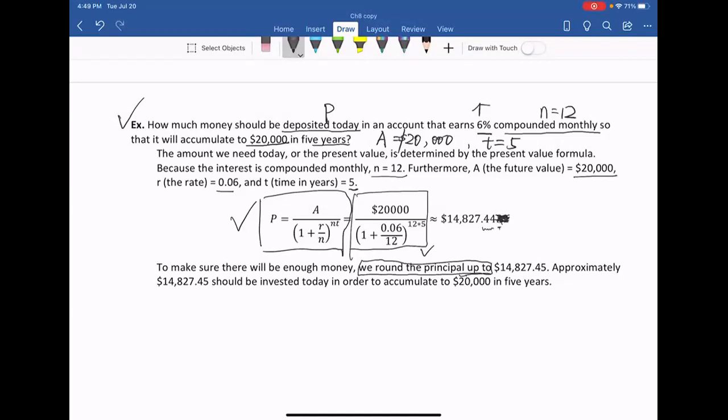But they said round up to 2 decimals. That means this part will be rounded up to the next digit, which is 5. So we have $14,827 and 45 cents. We don't keep 44, because we round up the amount to 2 decimals. We keep 45, not 44. If the question said round to 2 decimals, we would keep 44, but this one is round up to.